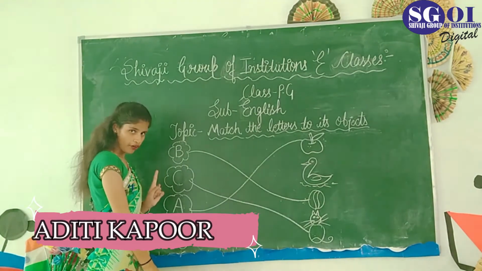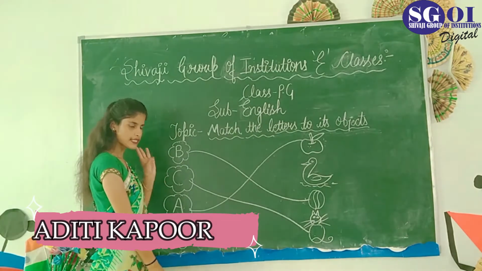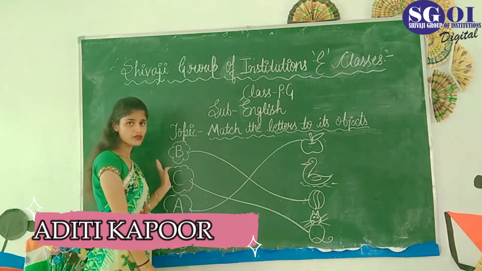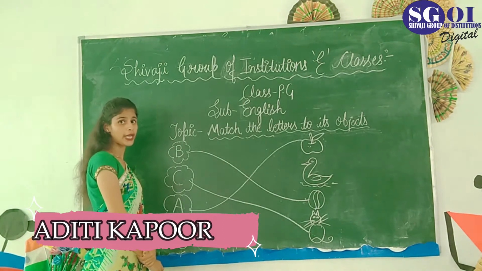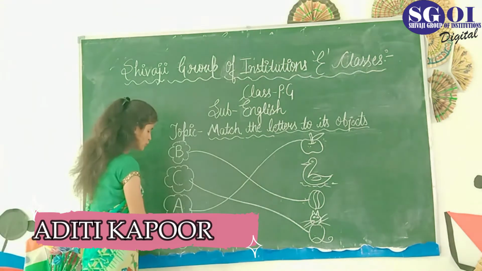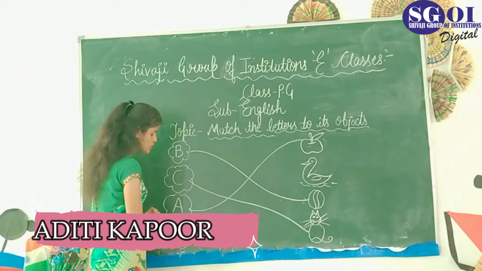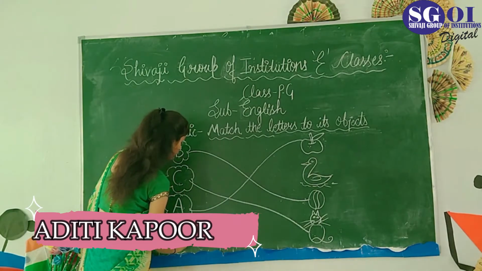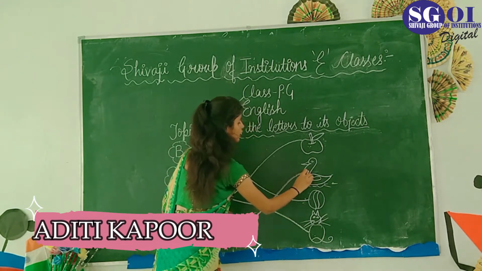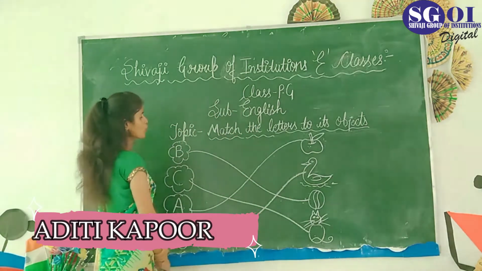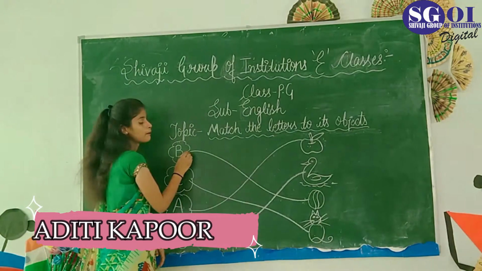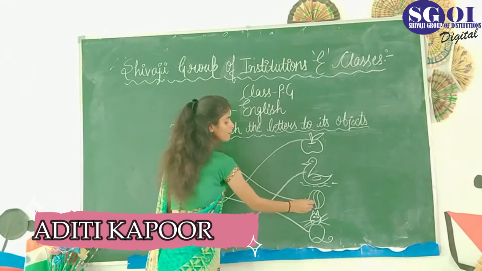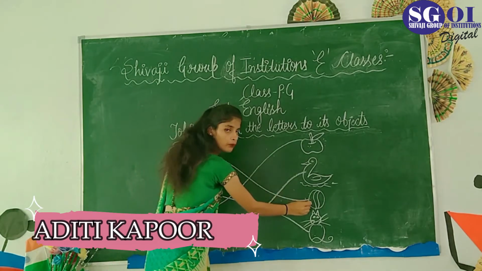A for apple, B for ball, C for cat and D for, there are many things which start from D, A, B, C, D, है ना? So we will match letter D with the picture of duck. D for duck. Okay? So repeat with me. This is a picture of ball. So we will match the letter of B with the picture of ball.